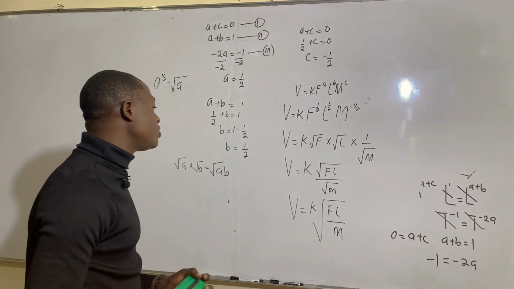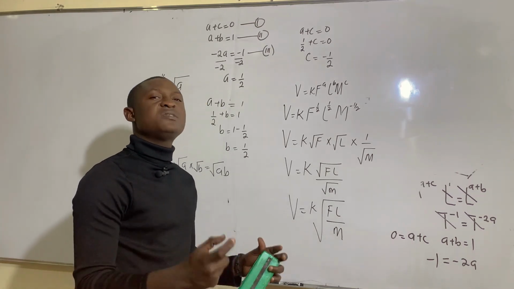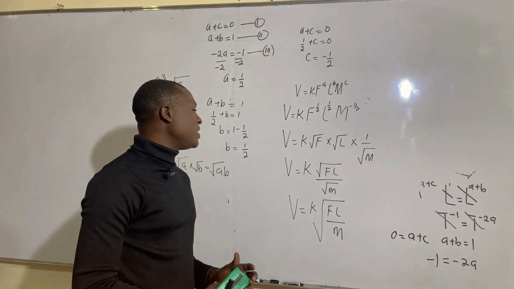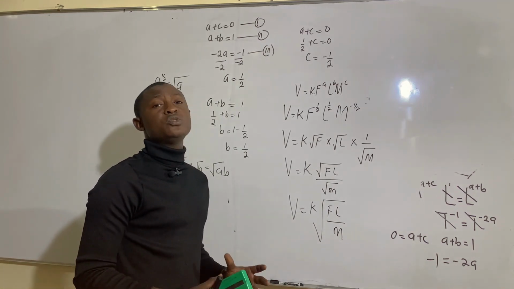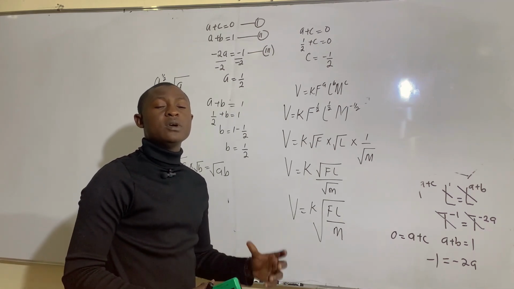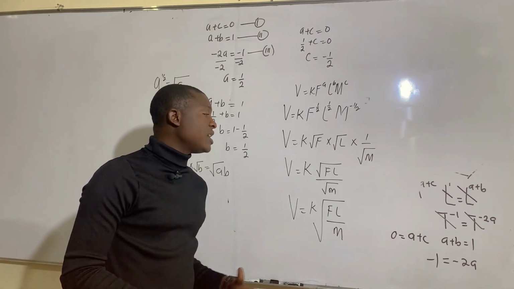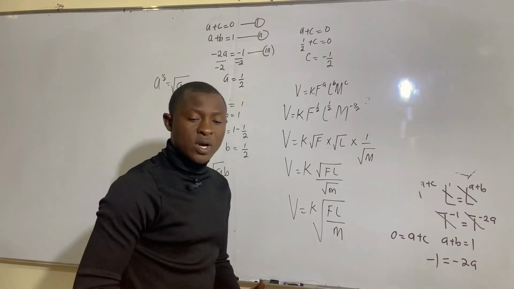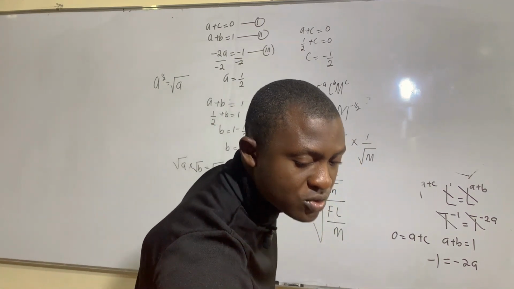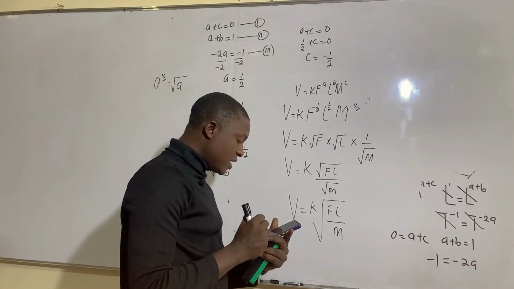So that means V is equal to K all root over FL over M. You can see it's very simple. There's nothing to panic about here. The first thing you need to do is just know what each letter, each variable given to you in the problem, represents. After that, you recall the dimension of the first one, of the second one, or of the third one. So let me solve one more so that you can conclude this area.